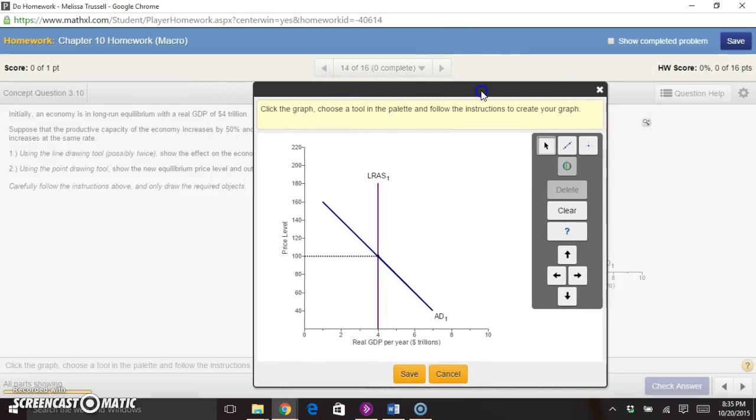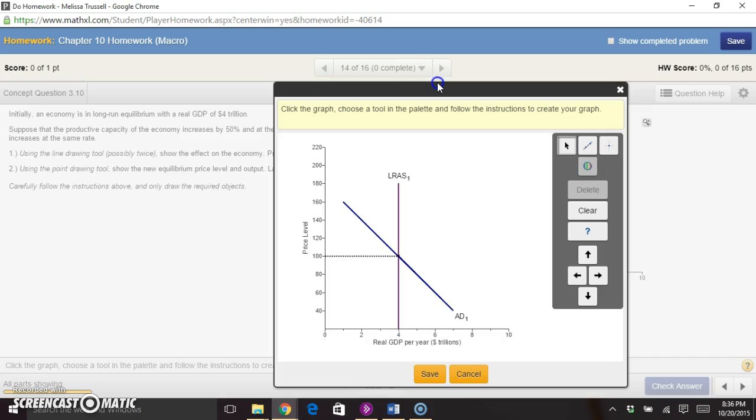And what we have here are the long-run aggregate supply curve as well as the aggregate demand curve. So these are supply and demand in the overall economy for the long run. And as always, the equilibrium is at the point where the supply and demand curves intersect. So it's here at a price level of 100 and a GDP of $4 trillion.